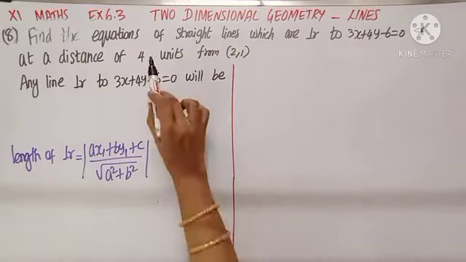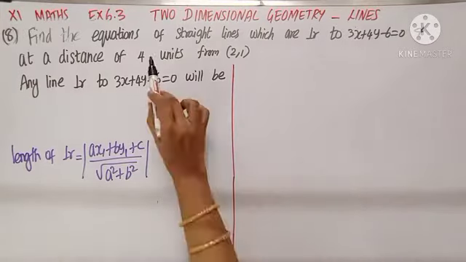How to find B? AB is perpendicular to x plus y minus 2 equal to 0. So what is equation of AB? Remember, interchange the coefficients. I will say x minus y plus k equal to 0.